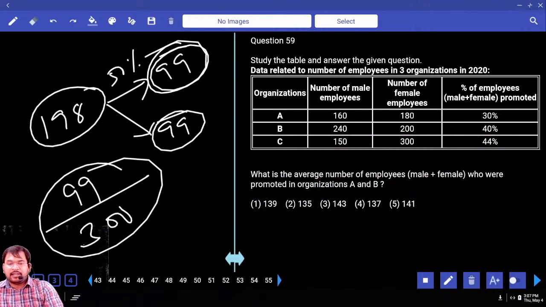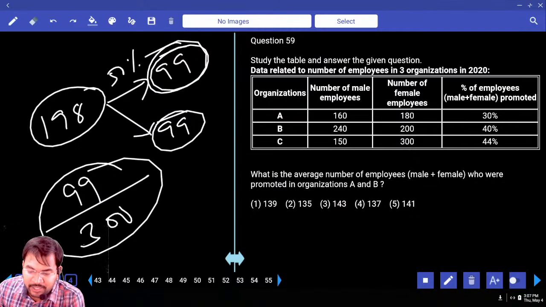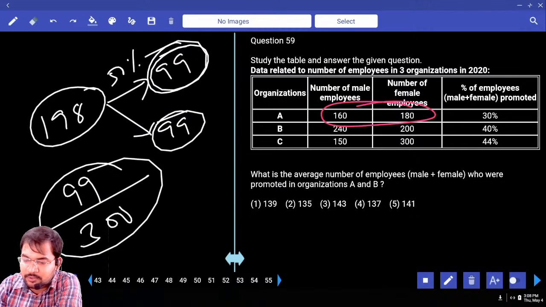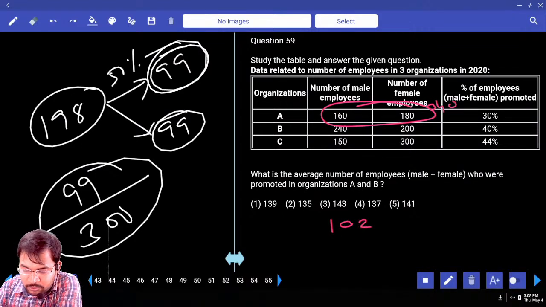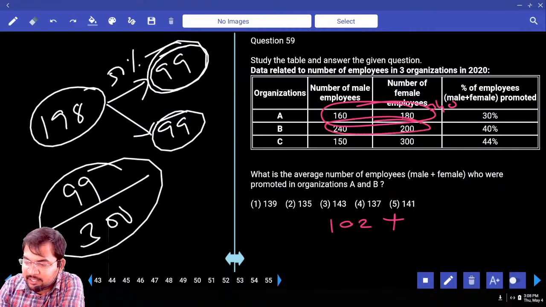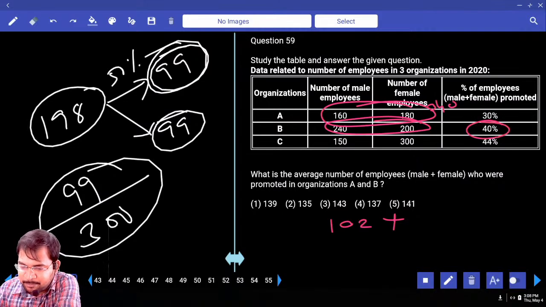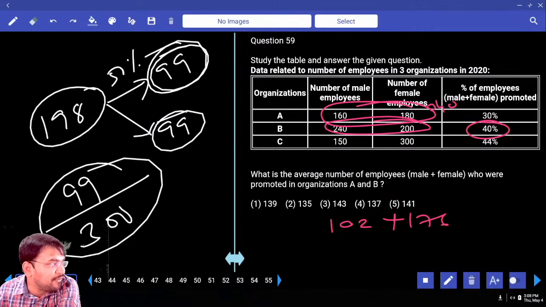Next, ABC organizations. What is the average number of employees who are promoted in organization A and B? So here total employees are 340. 30% of 340 is 34 into 3, 102, plus. Together it is 440, right? 40% of 440 is 170.